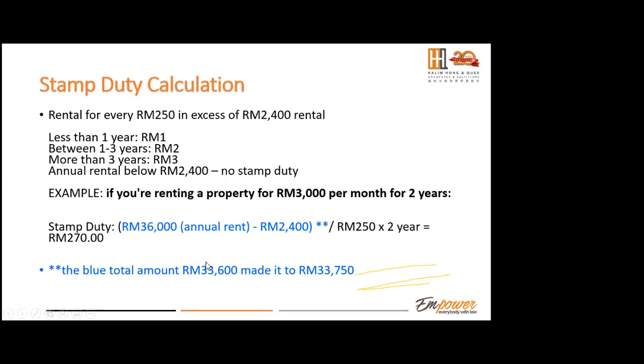Sebenarnya stamp duty ni kurang daripada ni ya, 270, tapi sebab HDN tu dia tak nak send semua tu, jadi dia akan convert. Maksudnya sebenarnya amount ni yang biru ni dia 3,600, tapi dia nak convert masuk 33,750. Maksudnya buatkannya tak ada sen. Jadi amount tu akan jadi 270 lah.